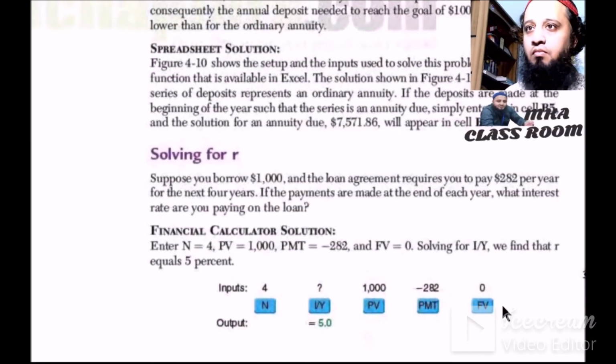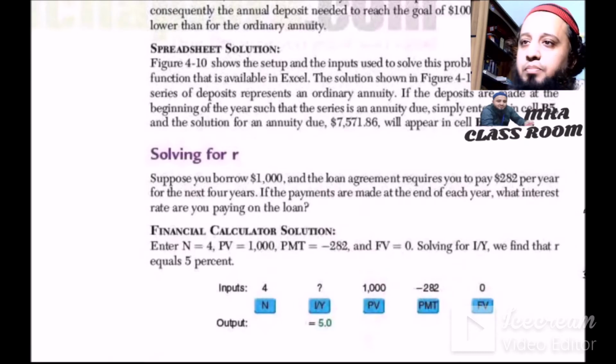Now, suppose you borrow 1000 and the loan agreement requires you to pay 282 per year for the next 4 years. If the payments are made at the end of each year, what interest rate are you paying on your loan? So that is our problem.